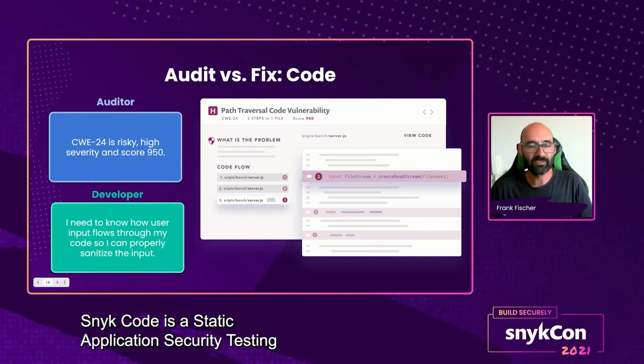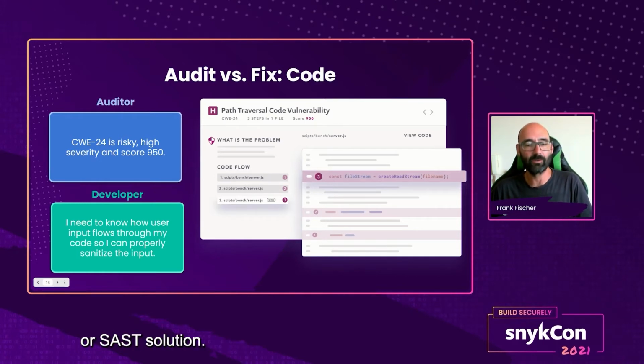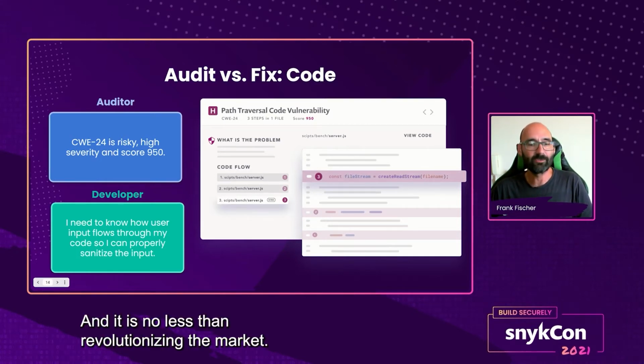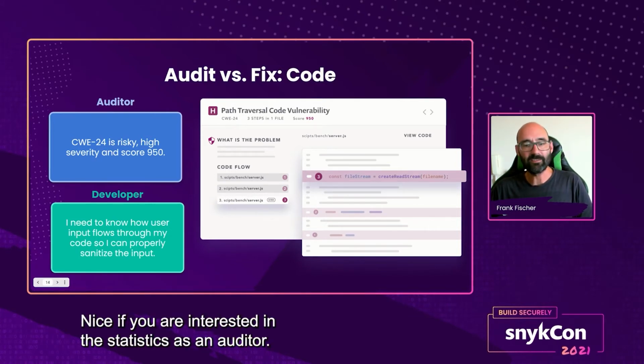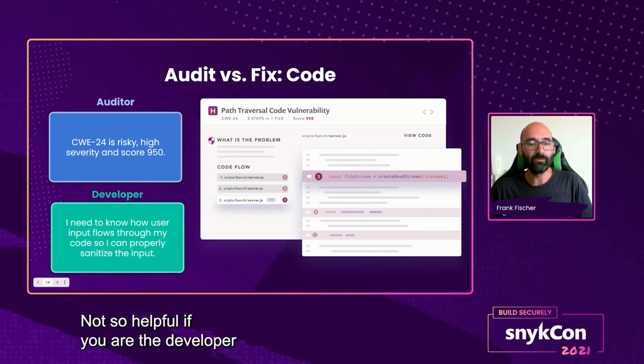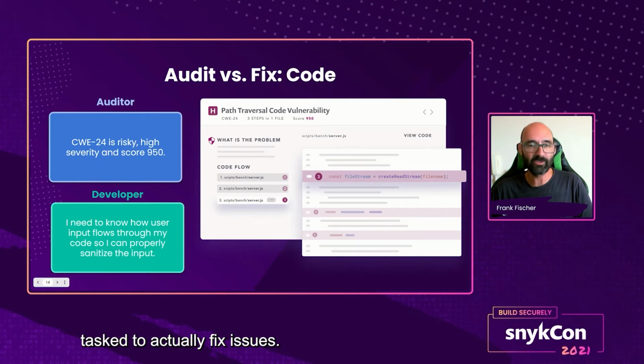Hello, my name is Frank Fischer, and I am the product marketing manager of one of the youngest products in the Snyk portfolio, Snyk Code. Snyk Code is a static application security testing, or SAST solution, and it is no less than revolutionizing the market. Traditionally, SAST is seen as an audit tool. Nice if you are interested in the statistics as an auditor. Not so helpful if you are the developer tasked to actually fix issues. Snyk Code makes SAST useful. So how do we do it?